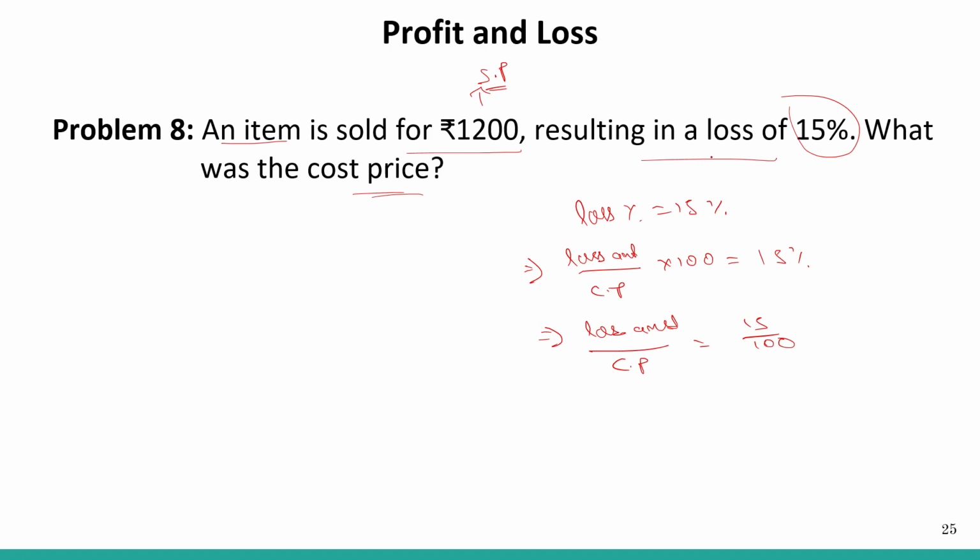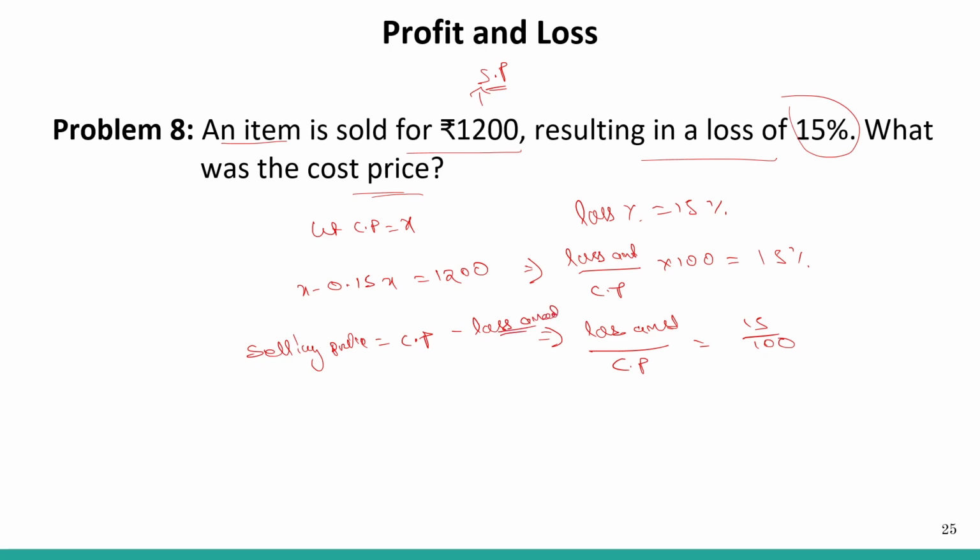So let's see. So what is the cost price? Let CP is equal to X. Okay. So 15% loss, right? So 0.15x. Okay. X minus 0.15x is equal to 1200. Okay. Because selling price is equal to what? Selling price is equal to cost price minus loss amount.